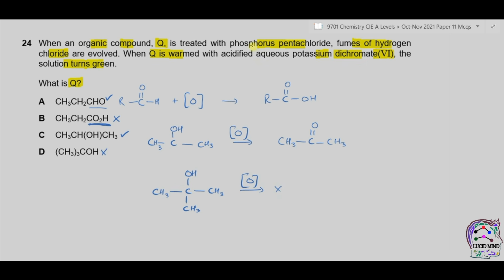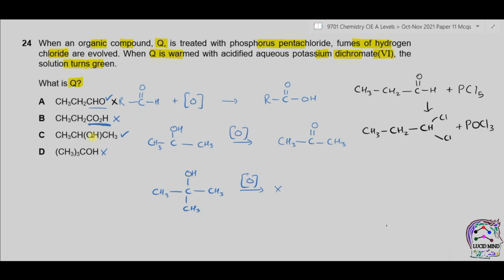Now for the first reaction, treatment with phosphorus pentachloride, we have aldehyde. Now this aldehyde can react with PCl5 to form geminal dihalide product, and this is not in your A levels syllabus. 2Cl will be attached to this carbonyl carbon along with POCl3. No fumes of hydrogen chloride are evolved, so therefore A is incorrect.